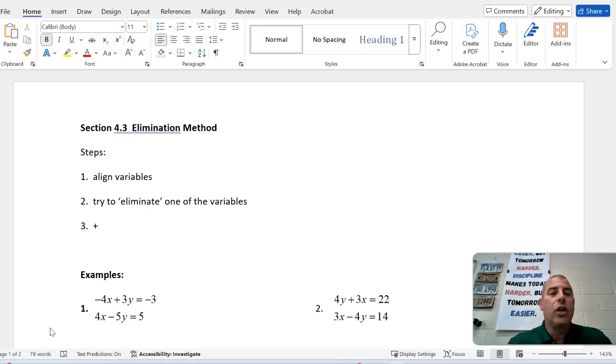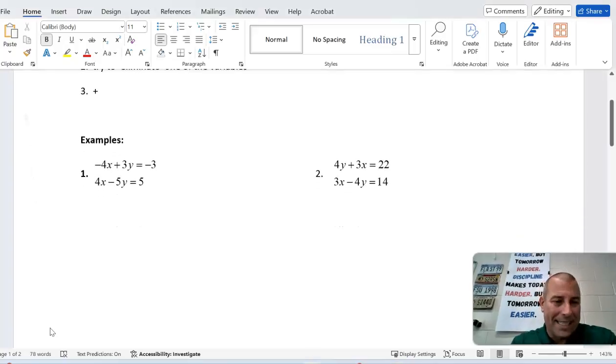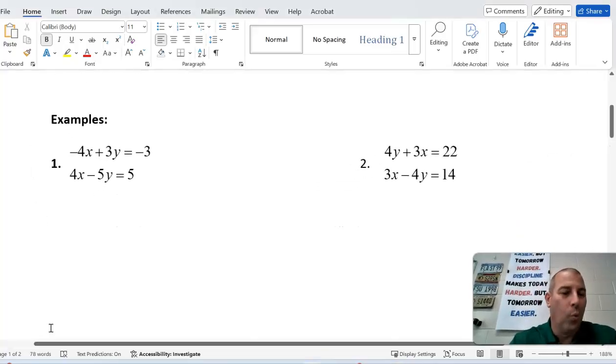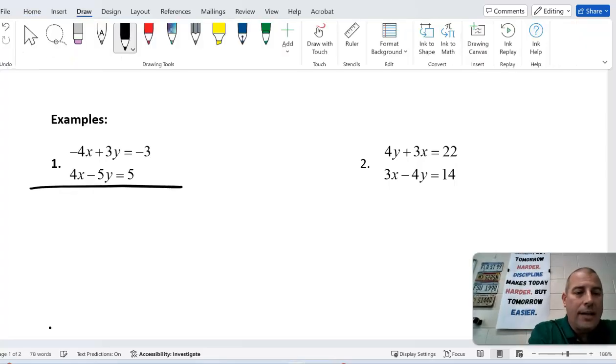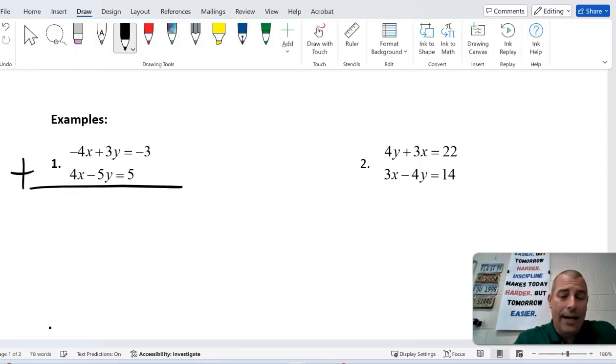So let's go through the absolute basics here, and that's question number 1. We can see we are aligned. X is on top of x's, y is on top of y's, numbers on top of numbers. So we can just straight up add. The reason is when we add right away, we eliminate a variable. What's negative 4x plus 4x? 0. So the x's are gone.